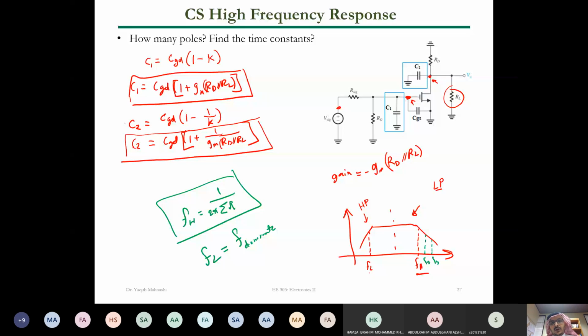But please, if you can go over the slides again, because I was thinking I will finish this one and try to go to the source follower. But anyway, keep yourself ready inshallah by Sunday.